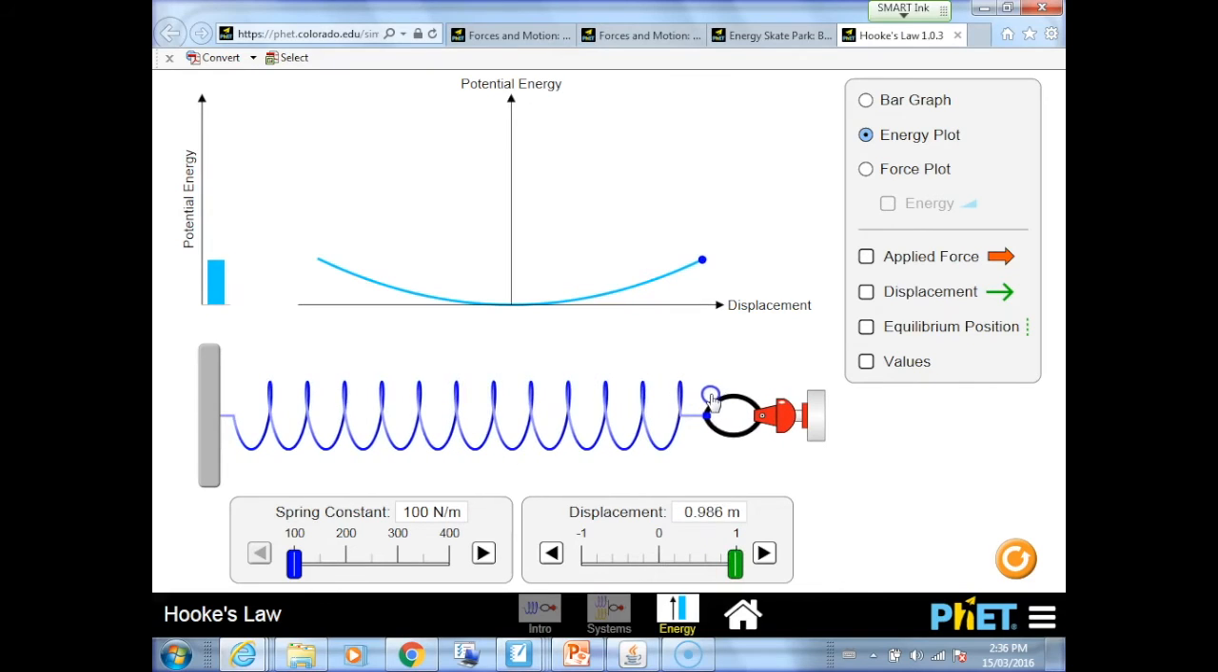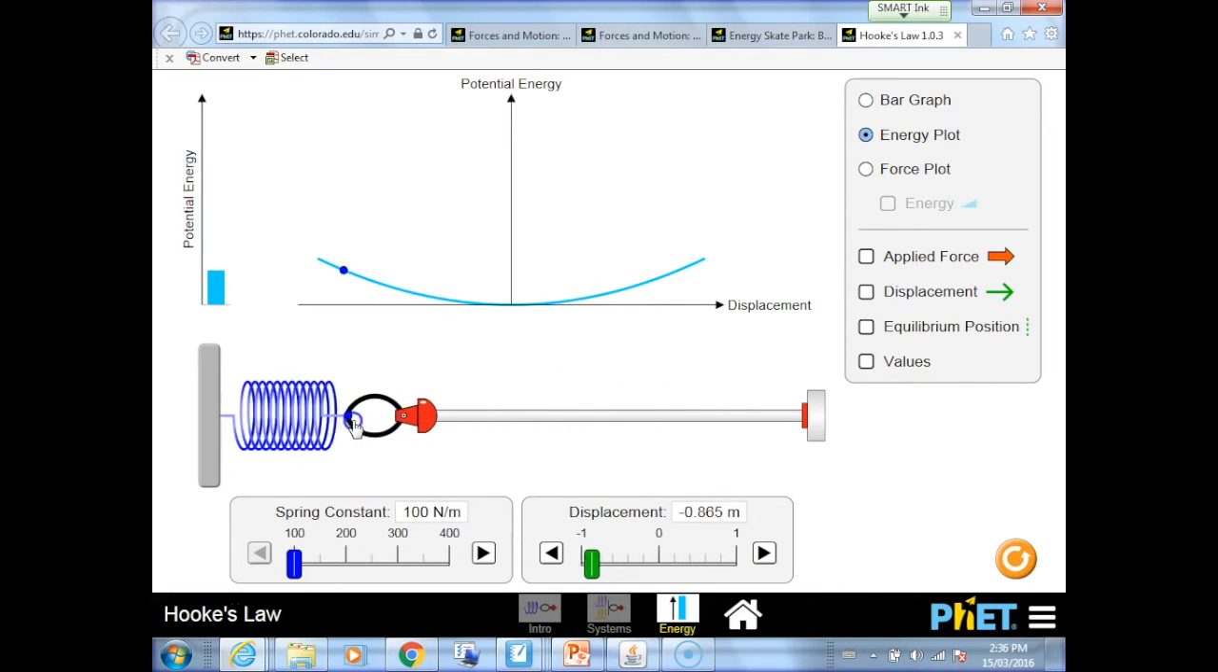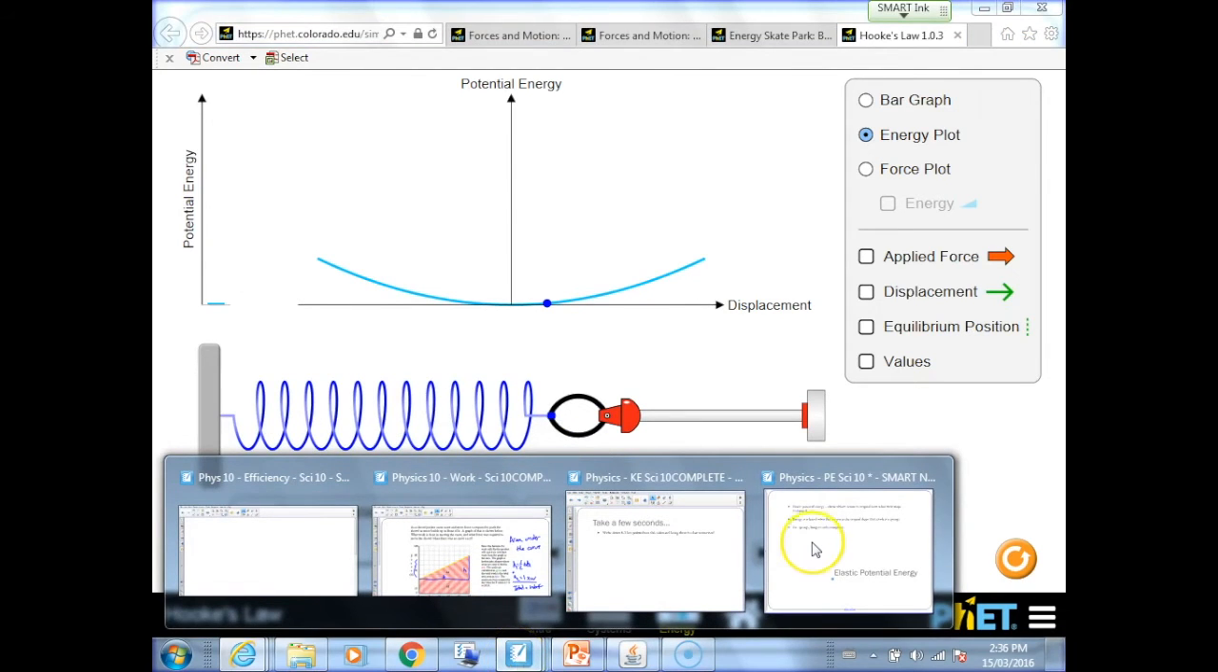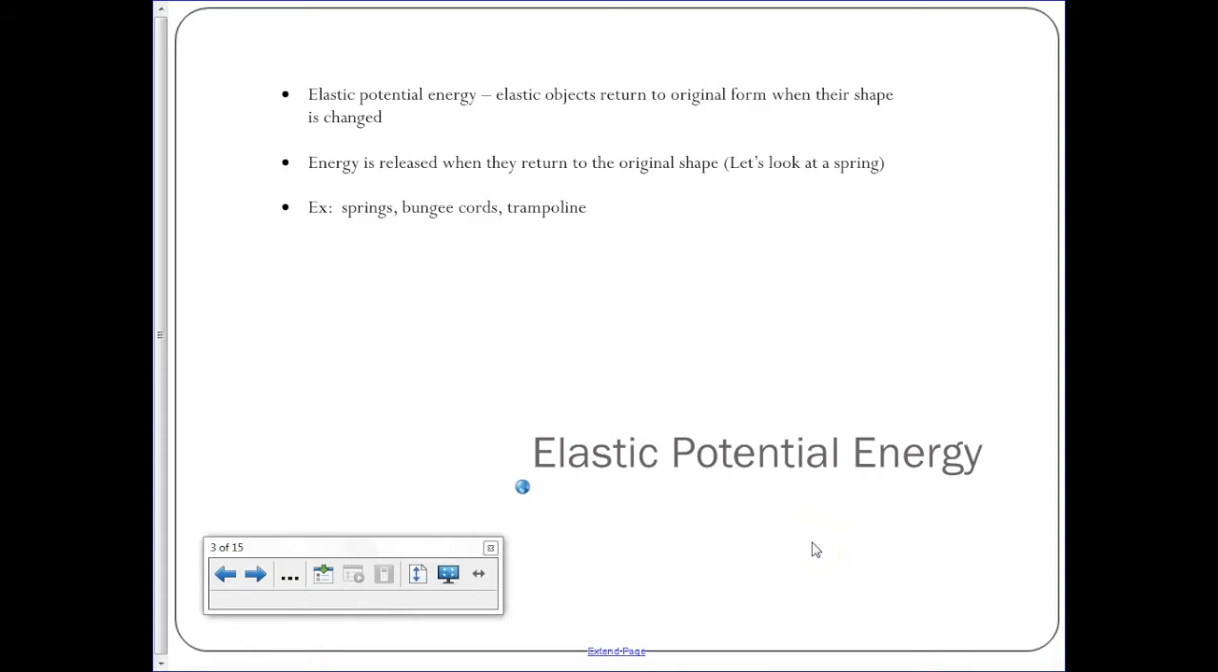So again, if we were to take a look at this in slow motion, if we were to compress this spring, when we released it, all that energy would be turned into kinetic energy. So let's head back to our other presentation. So again, that is a prime example: springs that we've just talked about, bungee cords, trampolines. The reason why we have so much fun in there is because we're using that elastic potential energy.